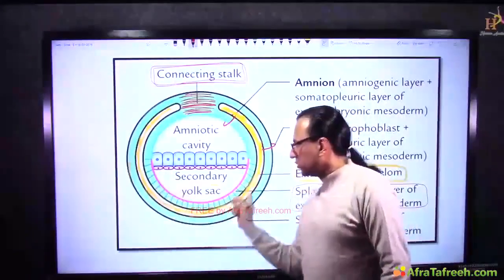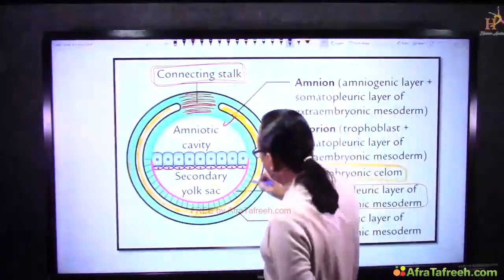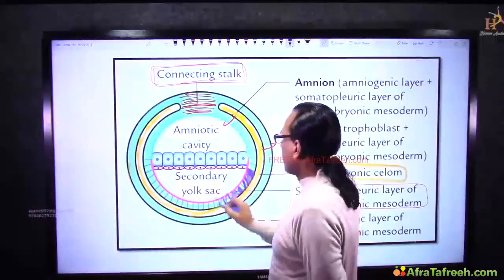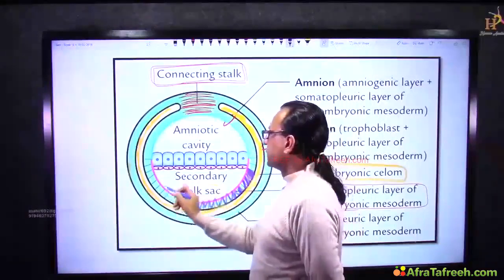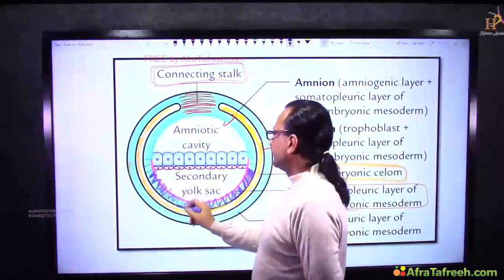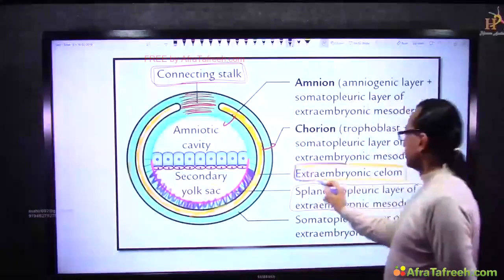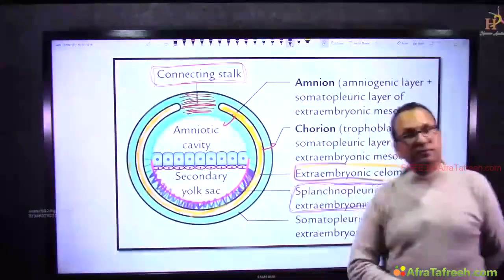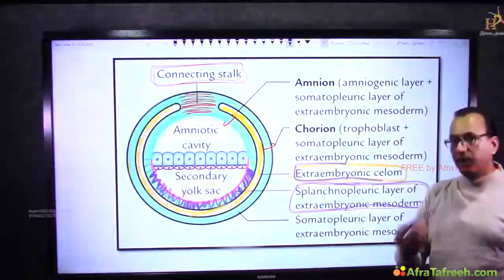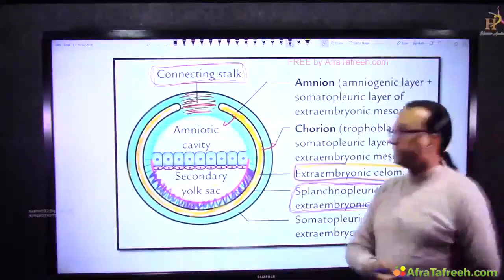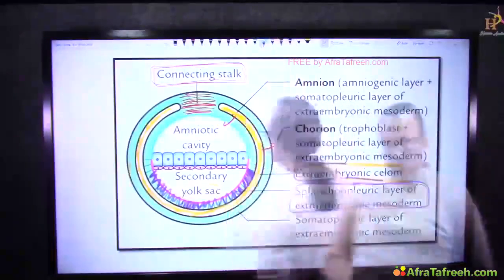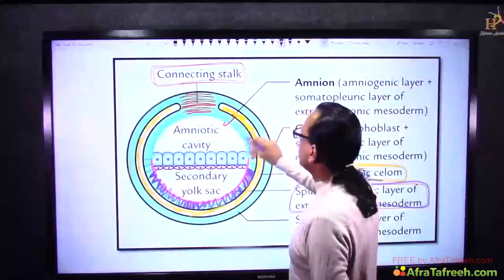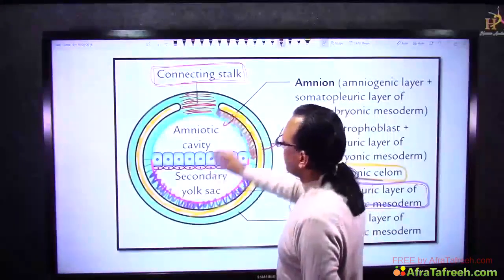So the mesoderm, are you trying to say this mesoderm? Yes, this mesoderm, the extra embryonic mesoderm which is lining the yolk sac cavity, is called the extra embryonic splanchnopleuric mesoderm. Then what about the other layer? The other layer is called somatopleuric. And where is the somatopleuric then? If you want to see the somatopleuric, this one is the somatopleuric extra embryonic mesoderm.